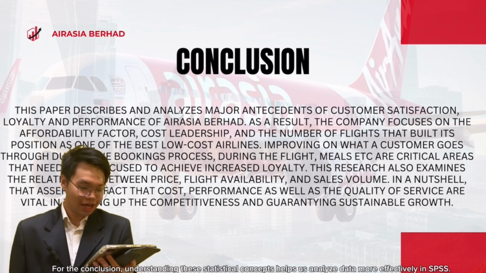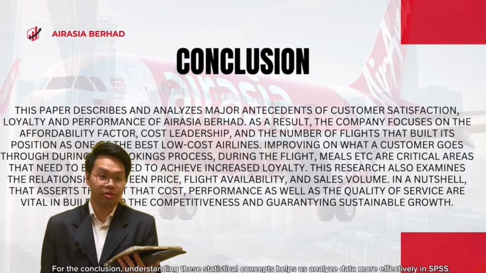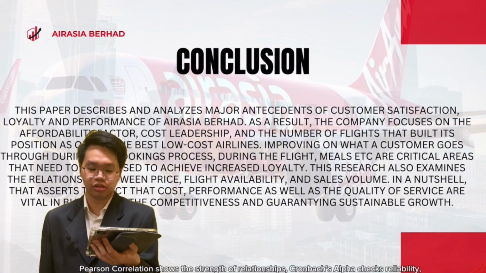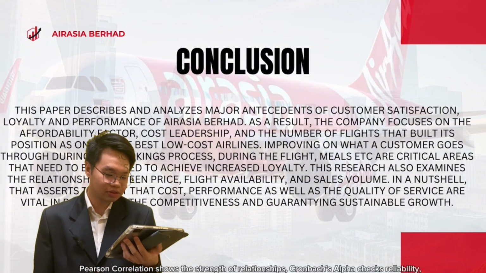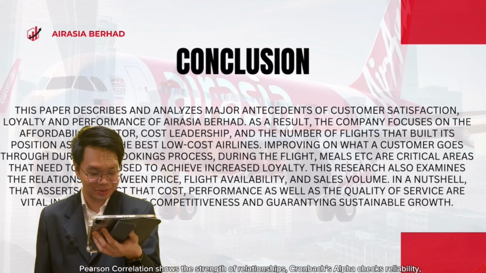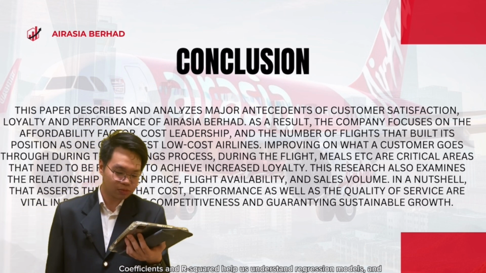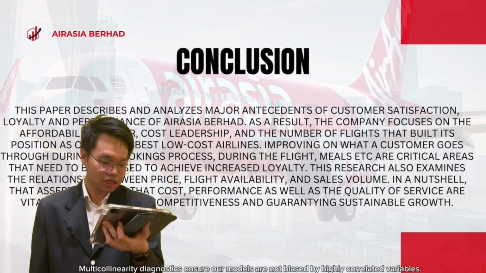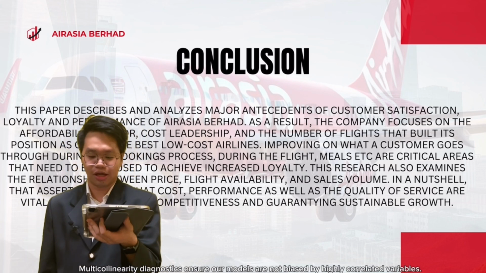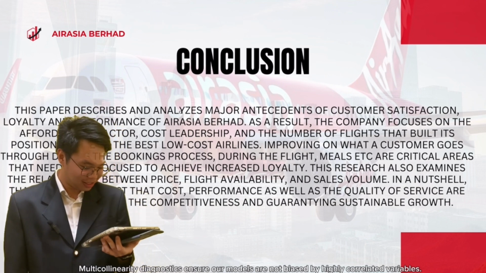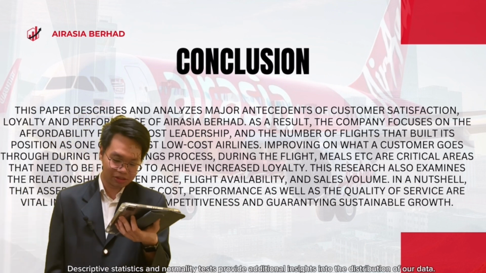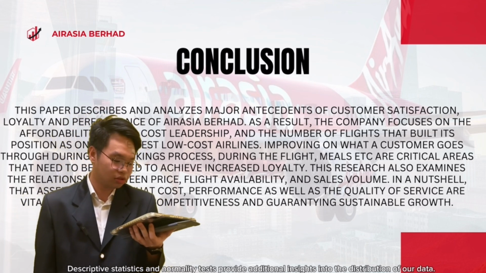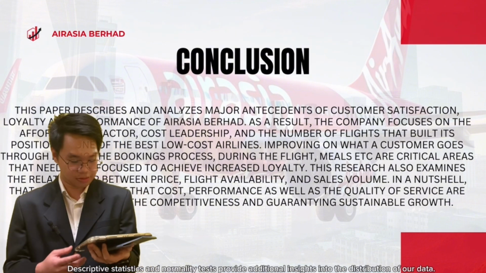Okay, for the conclusion, understanding these statistical concepts helps us analyze data more effectively in SPSS. Pearson correlation shows the strength of relationships. Cronbach's alpha checks reliability. Coefficients and R squared help us understand regression models, and multicollinearity diagnostics ensure our models are not biased by highly correlated variables. Distribution statistics and normality tests provide additional insight into the distribution of our data.